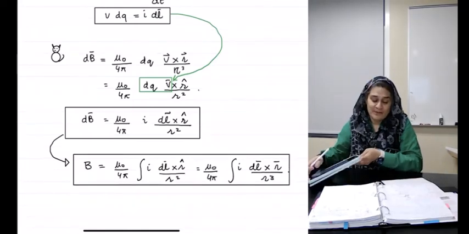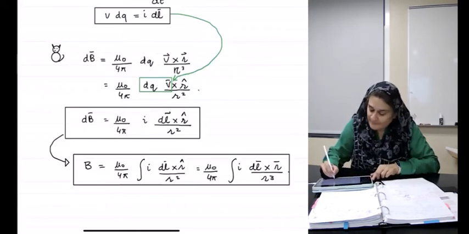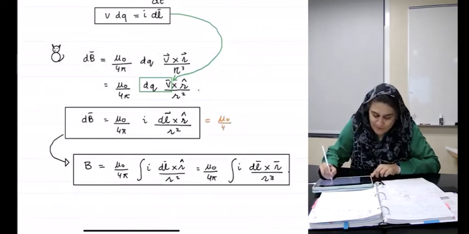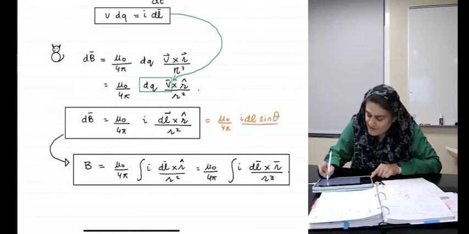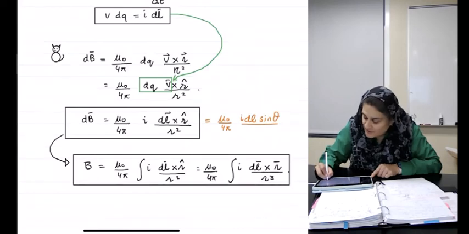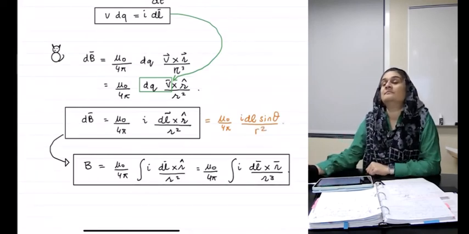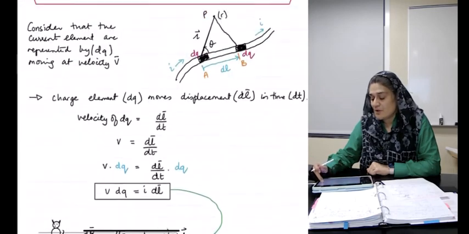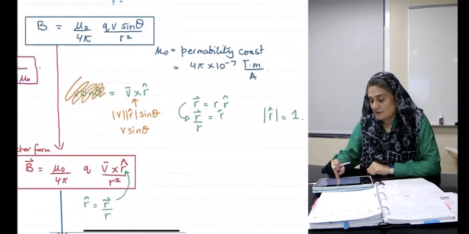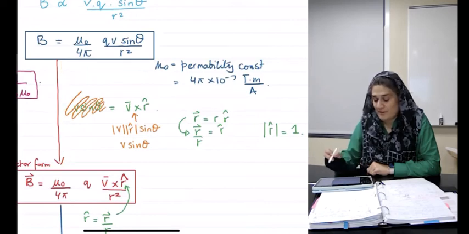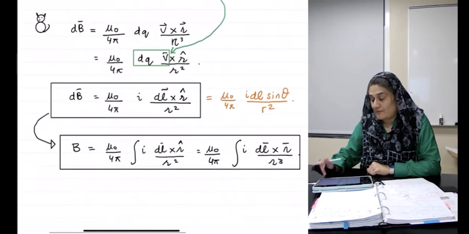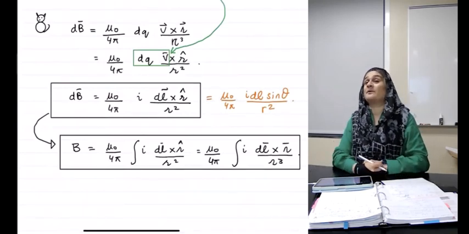This could also be written as mu naught over 4 pi I dl sine of theta over, oh, now in this case, it won't be that fancy looking r, it'll just be the r squared. Just like we saw here. Remember how we went from here to here? It's the same thing. That orange one. It's just working its way backwards.